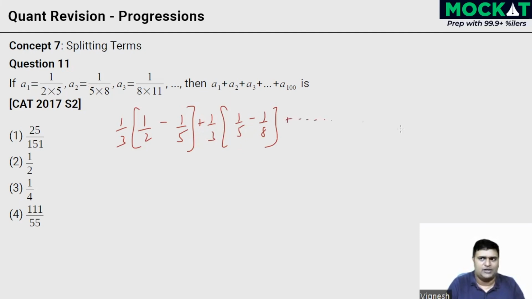This process is going to continue over here. But what they haven't told us is what is going to be the A100. A100 over here, 1 by 3 into what minus what? A1 was starting with a 2. A2 was starting with a 5. A3 was starting with an 8. And that's the pattern. What's A100 going to be?